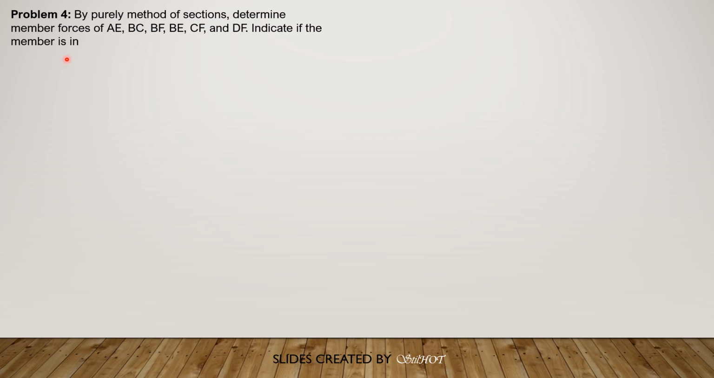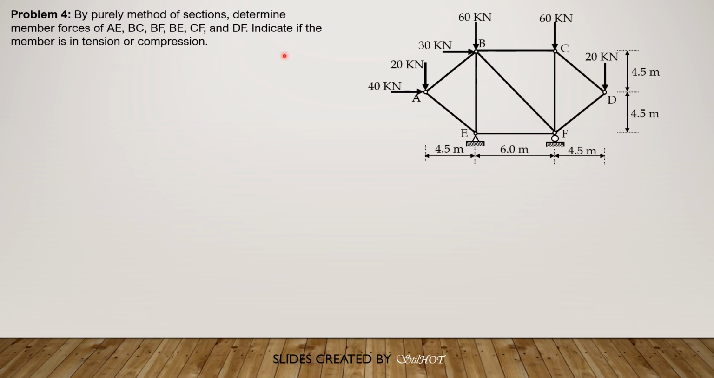The second example, which is problem 4 in my series. So by purely method of sections, applying the method of sections, determine member forces of AE, BC, BF, BE, CF, and DF. Indicate if the member is in tension or compression. So same sign convention, we always assume the member as tension, then if it is negative, it is automatic compression.